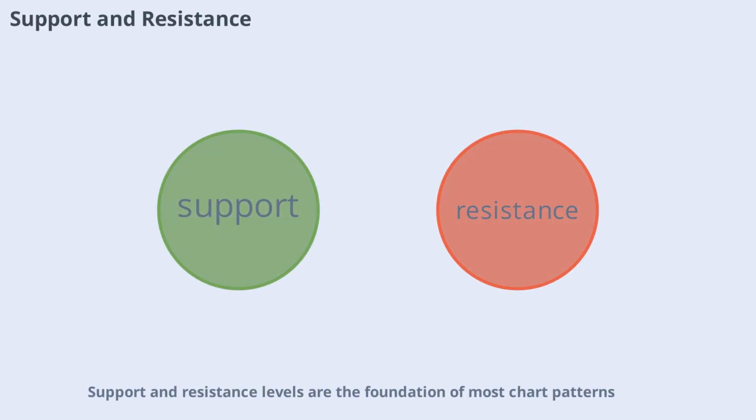Support and resistance levels are the foundation of most chart patterns. Support is a price level where buying interest is strong enough to prevent further declines, while resistance is where selling pressure halts upward moves. Recognizing these levels helps you identify entry and exit points, set stop losses, and manage risk. Most chart patterns form around key support and resistance zones.